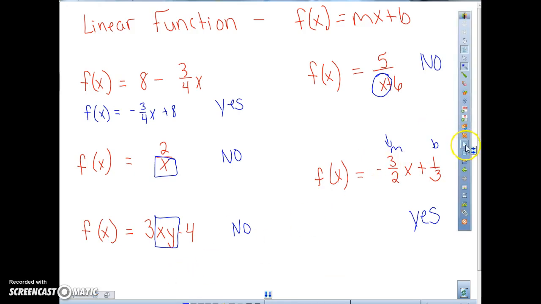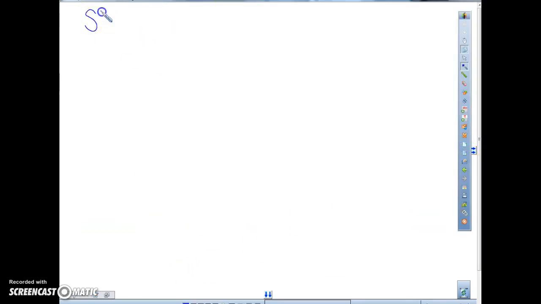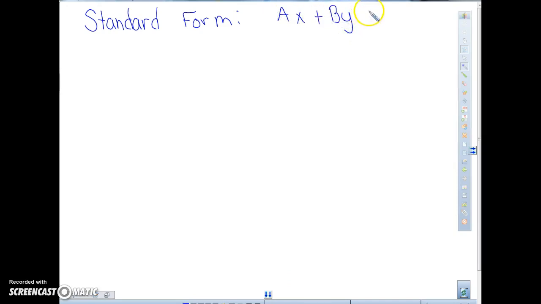So that's slope-intercept form. Let's talk about standard form. Last year in Algebra 1, we used standard form a lot more than any of the other forms. And remember, standard form is ax plus by equals c, where a, b, and c are integers, which are real numbers, with a greatest common factor of 1.